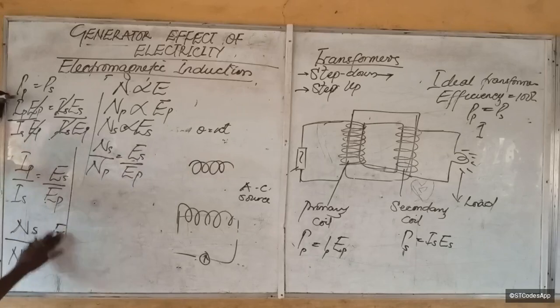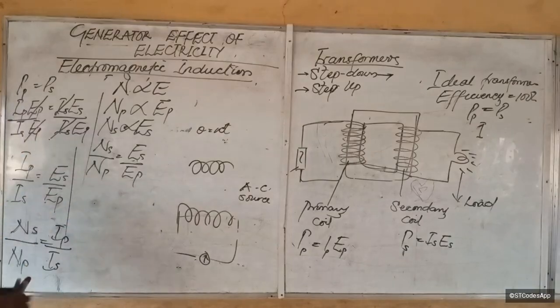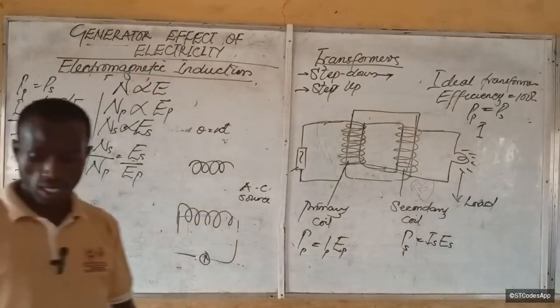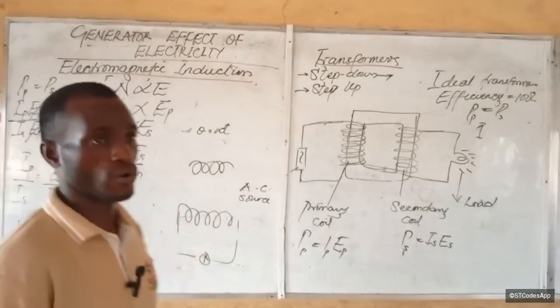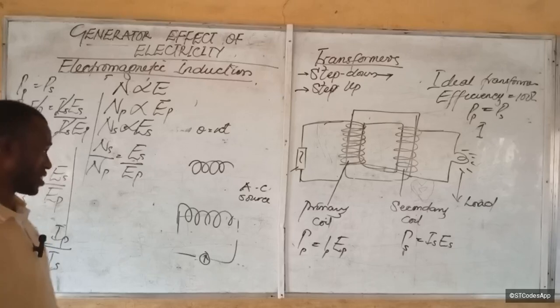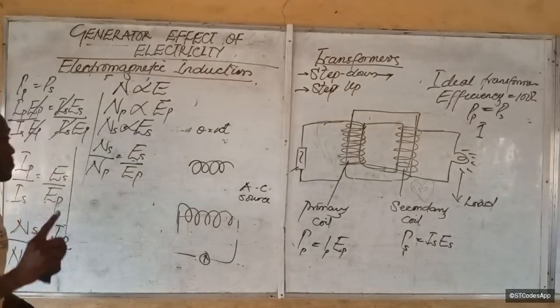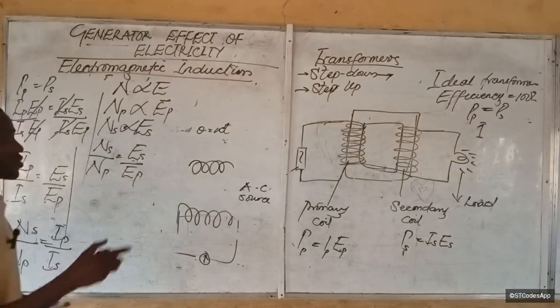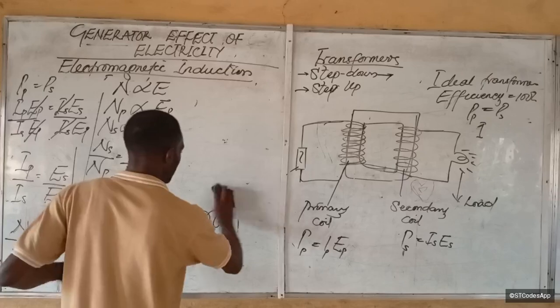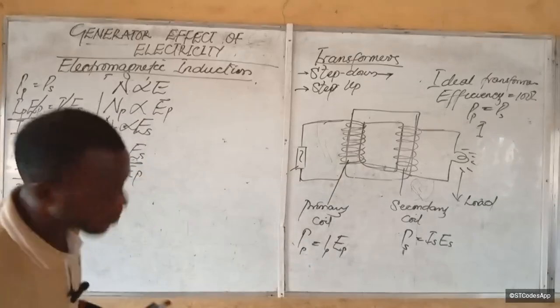And therefore N_S over N_P will be equal to I_P over I_S. All right, so these are so many equations for one thing. One thing you will know our channel for is that we generate a lot of equations that you will need, and we teach you how. That's why it's called the formulaic approach. We teach you how to generate those equations. You see, it's not hard. So far, we've not done anything hard. Is that okay?